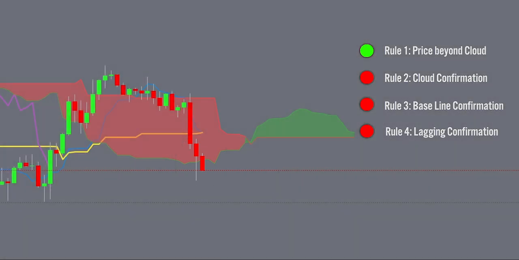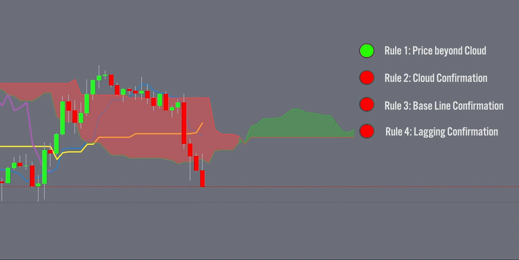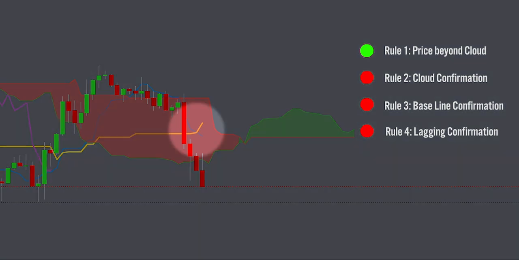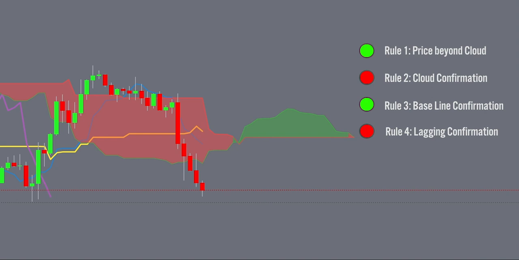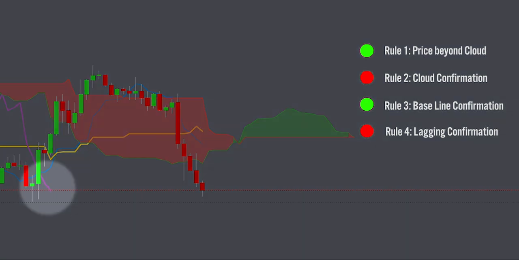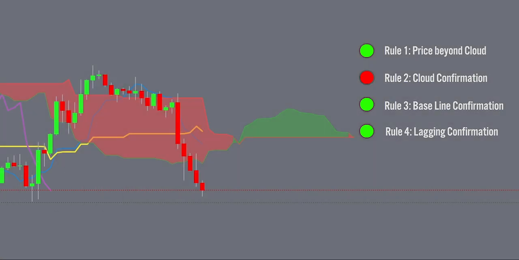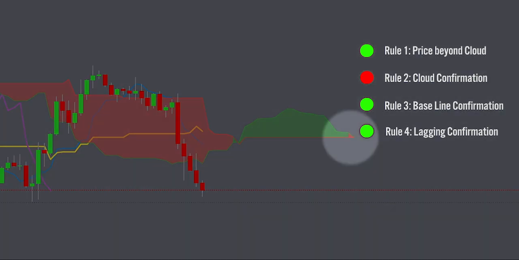Looking around, none of the others have been met. So if we just run it through a little bit further, and there we go. So just one more candle on and we've got rule number 3, the baseline has been crossed by the conversion line in direction of our trade. Run it a bit further on and there we go. Okay, so we've got the lagging confirmation cross below all of the indicators, and we've got the cloud turning red over on that side.